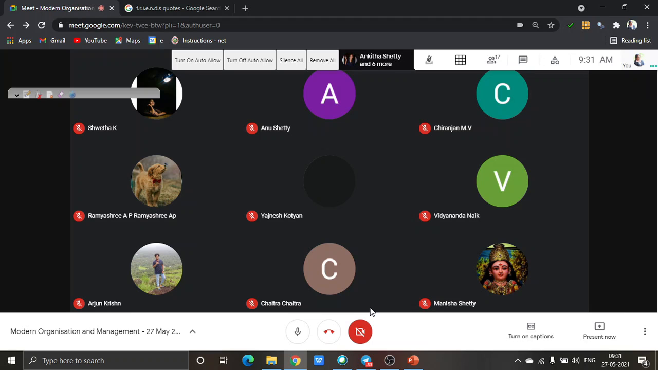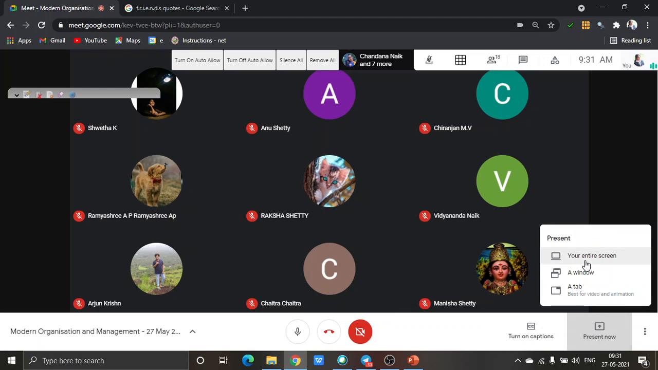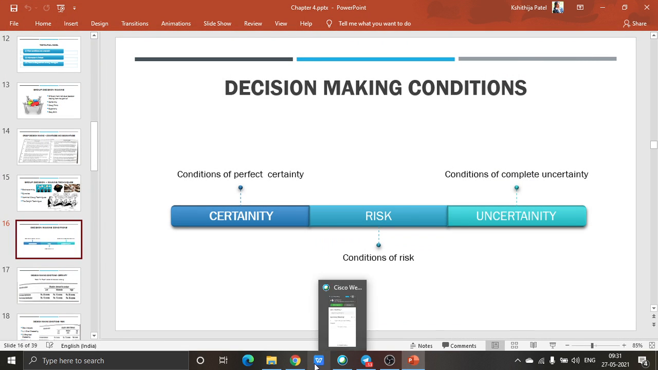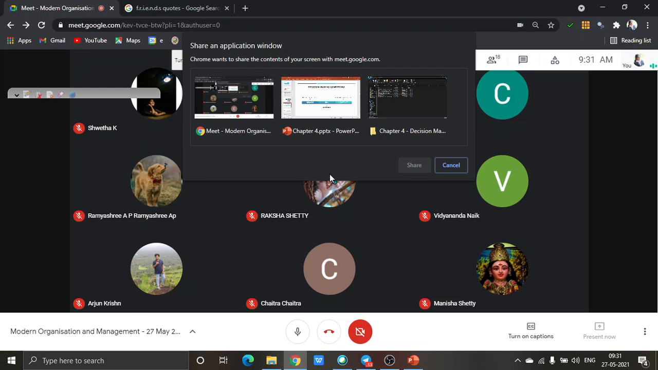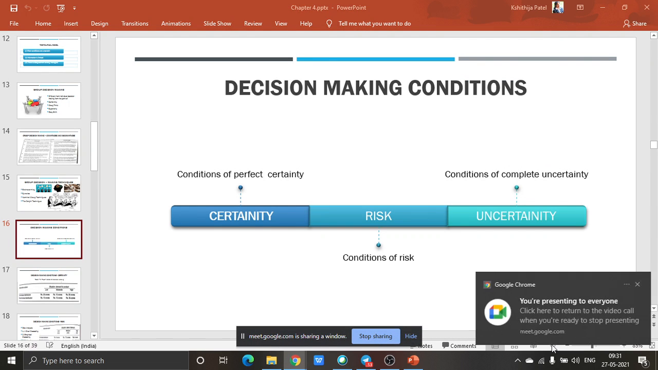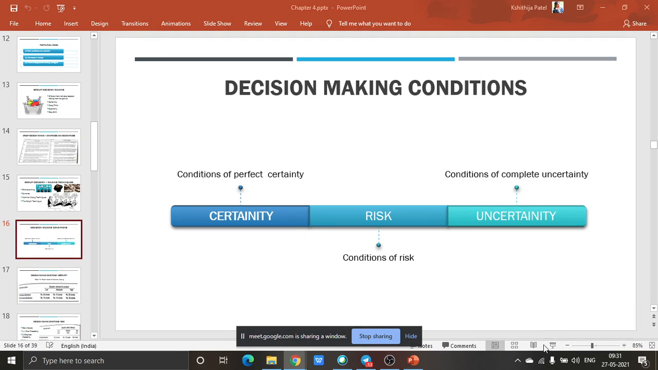Okay. So, in our last session, we were discussing decision making conditions. This was the particular topic that we were discussing in our earlier session.